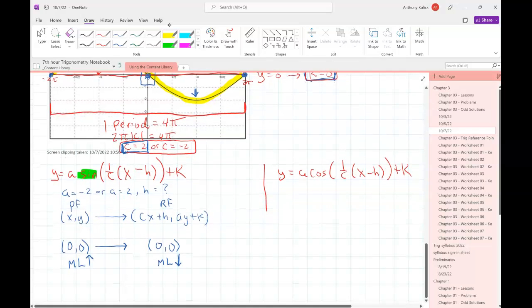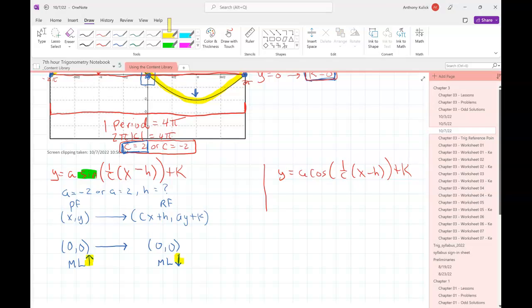This is the information I'm going to use to decide the value for A. Because these are opposite, that's going to tell me that the A is negative. So we're going to use -2.